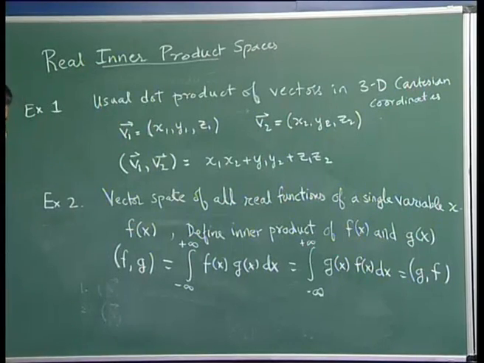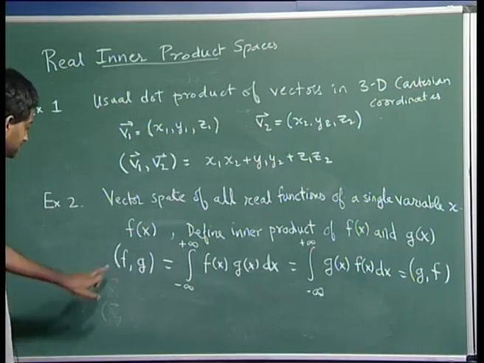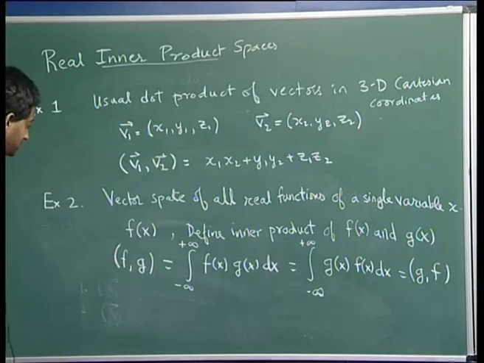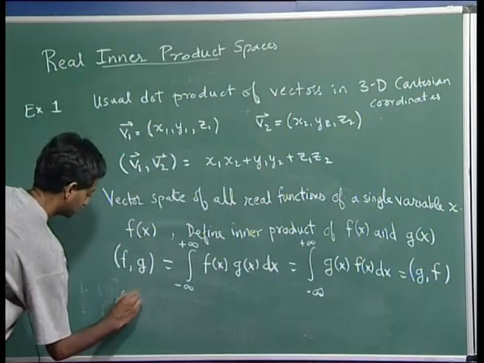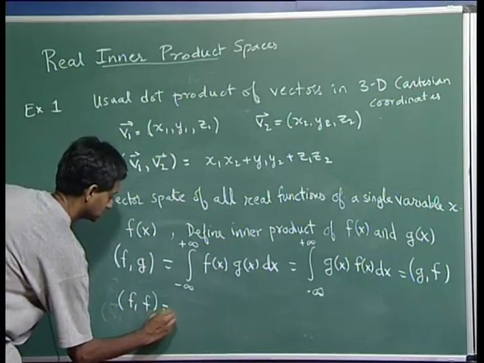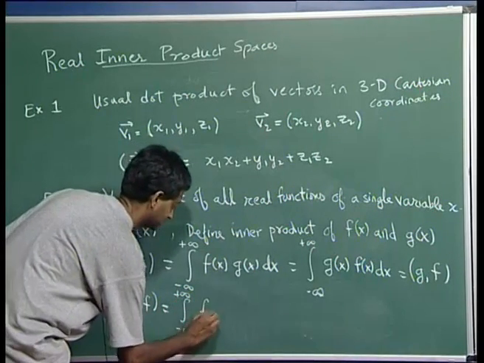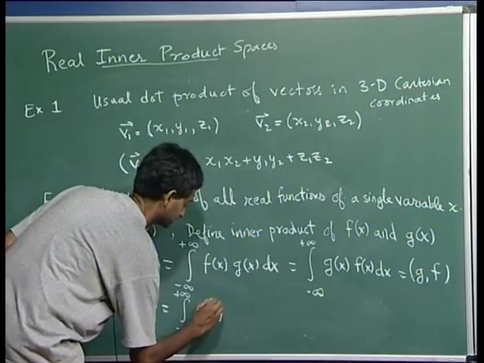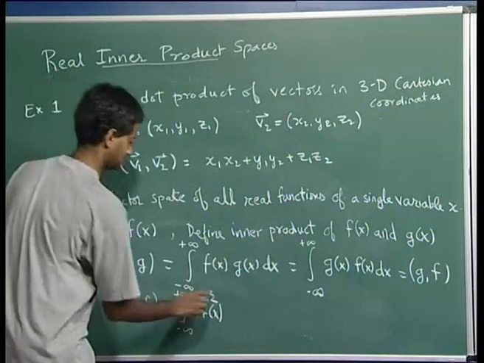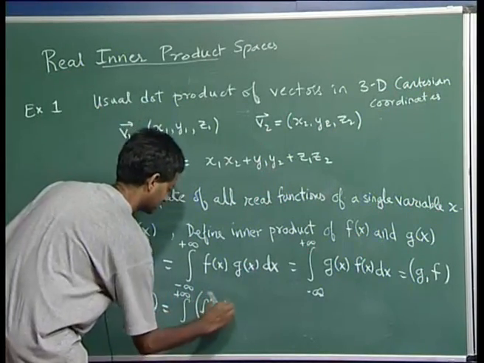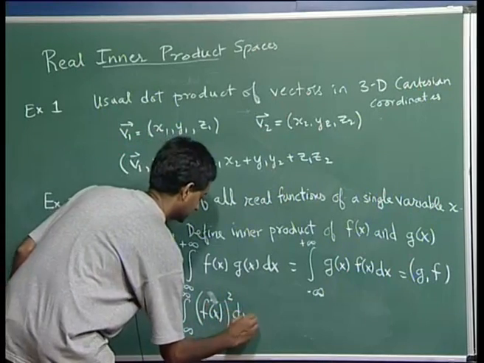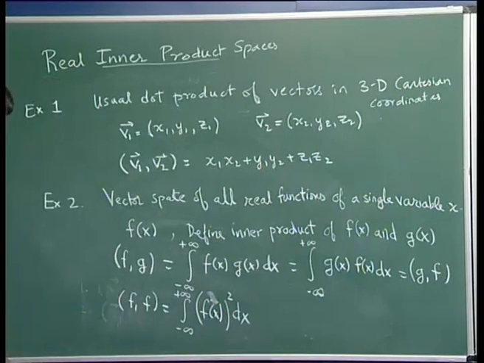The second property that we have to ensure is that f comma f is greater than or equal to 0, and if you look at this, it is integral from minus infinity to plus infinity of f of x square dx, okay, f of x square dx.